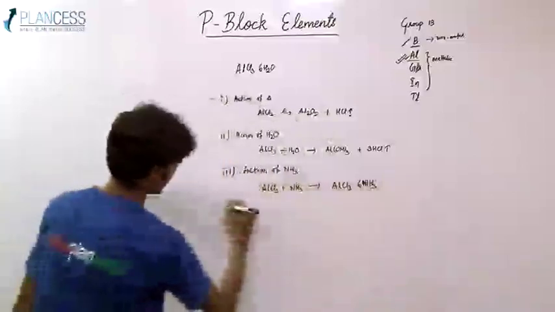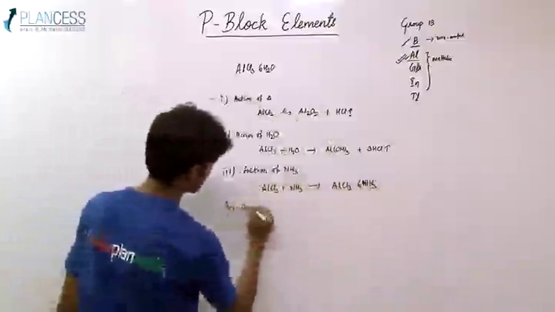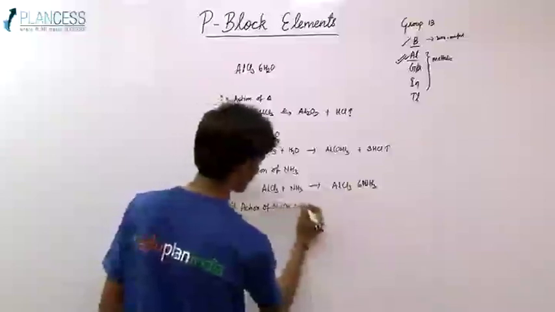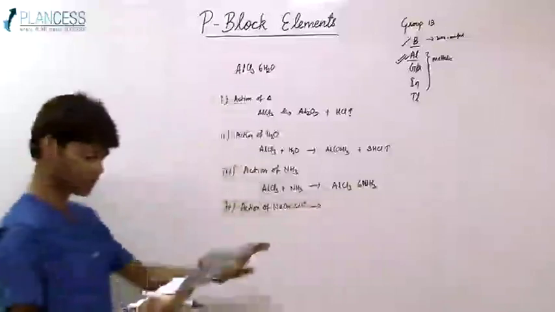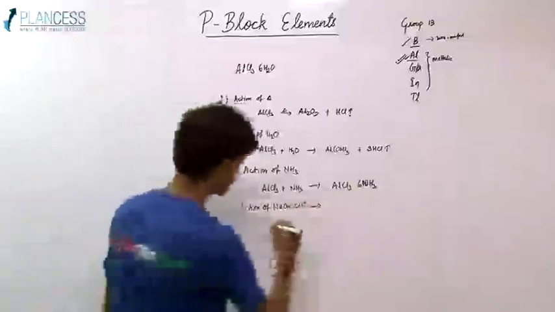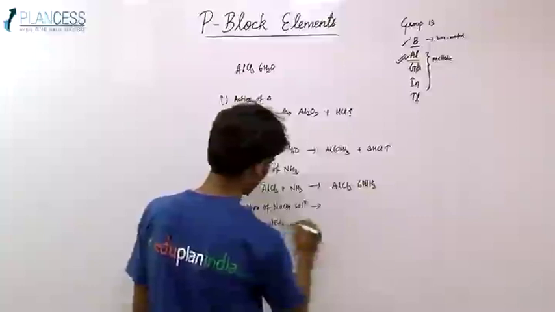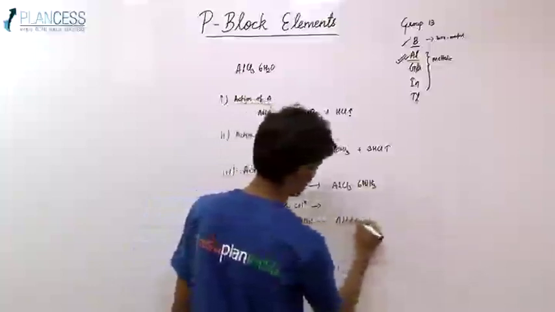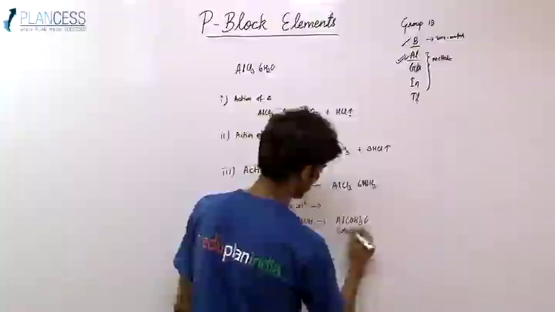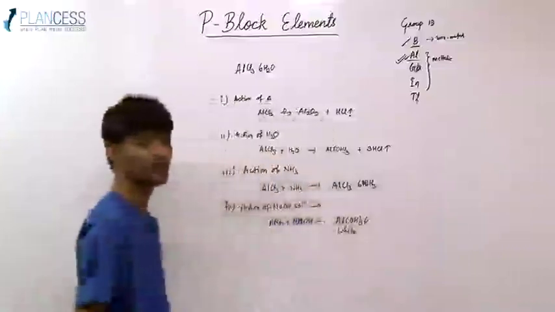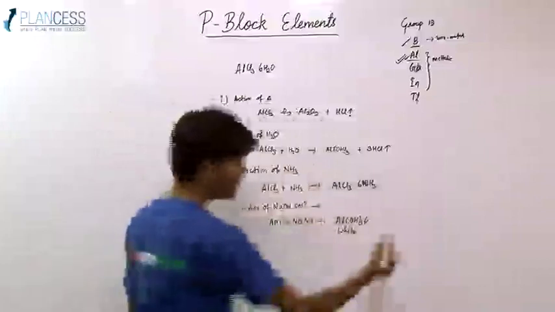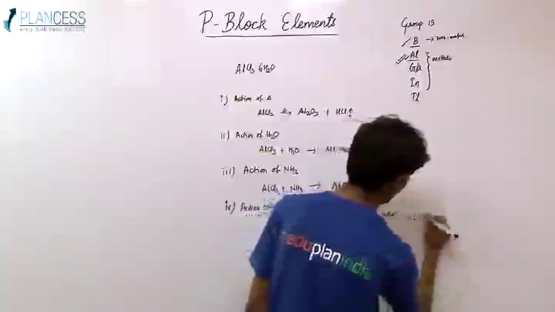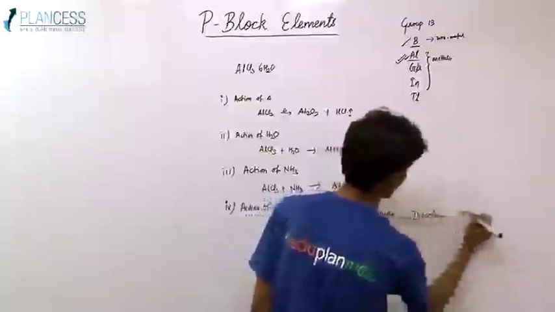Now, the action of NaOH solution, and this is an important reaction, because when NaOH solution is added dropwise to an aqueous AlCl3 solution, firstly a white precipitate of Al(OH)3 is formed. But when we continuously add more and more NaOH, it dissolves in excess NaOH because of the formation of sodium aluminate, that is NaAlO2.